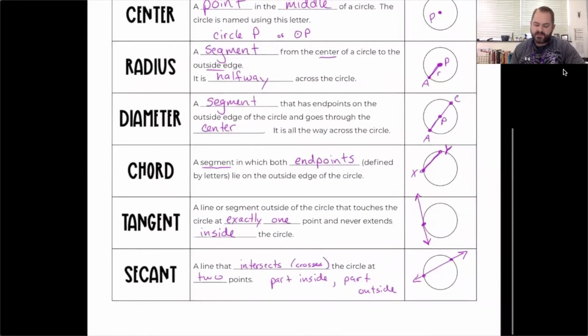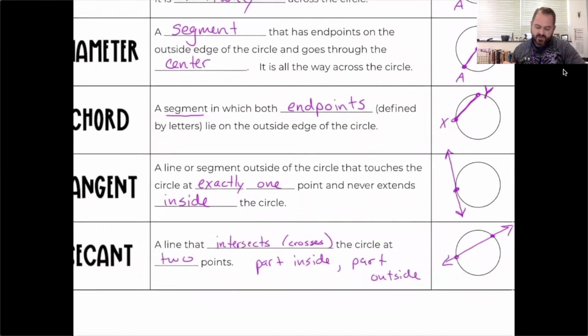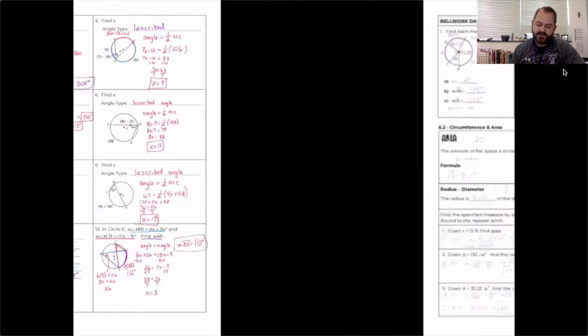Remember, a chord is a segment that intersects a circle where both endpoints are on the circle. A tangent is a line, segment, or ray, any kind of line or portion of a line that only touches a circle at one point. And a secant is a line that intersects a circle and has part inside and part outside, because it crosses the circle at 2 points and it goes inside and outside. All right, so let's look at today's lesson then, 6.4.